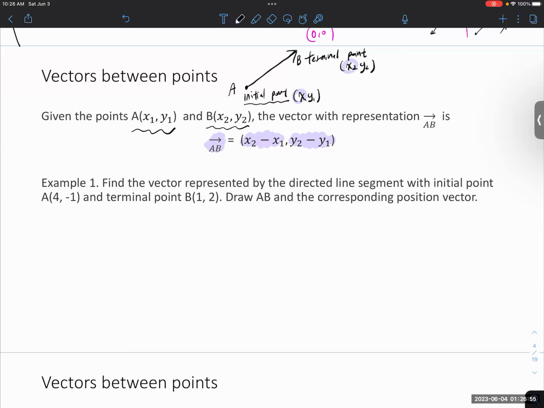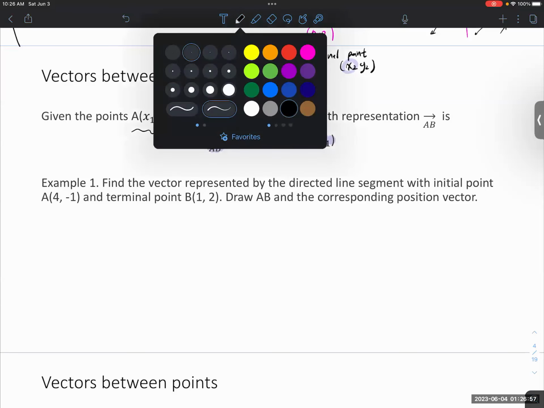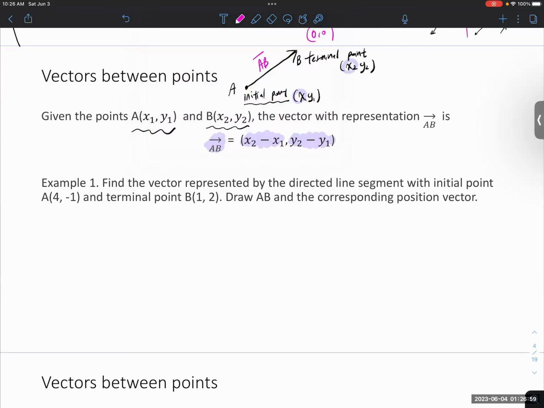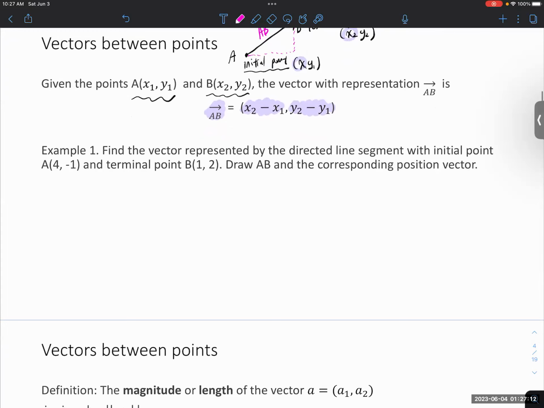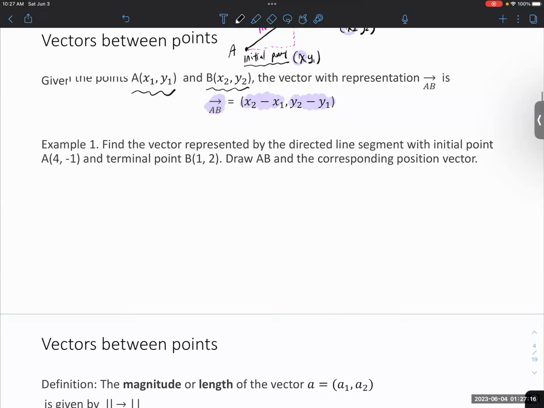Okay, so the vector AB, the vector we just talked about, is the difference on the x-axis, comma, the difference on the y-axis. That's how you find the vector between two points. So let's take a look at an example. The vector is not a really complicated concept. We can think about it in an efficient way.